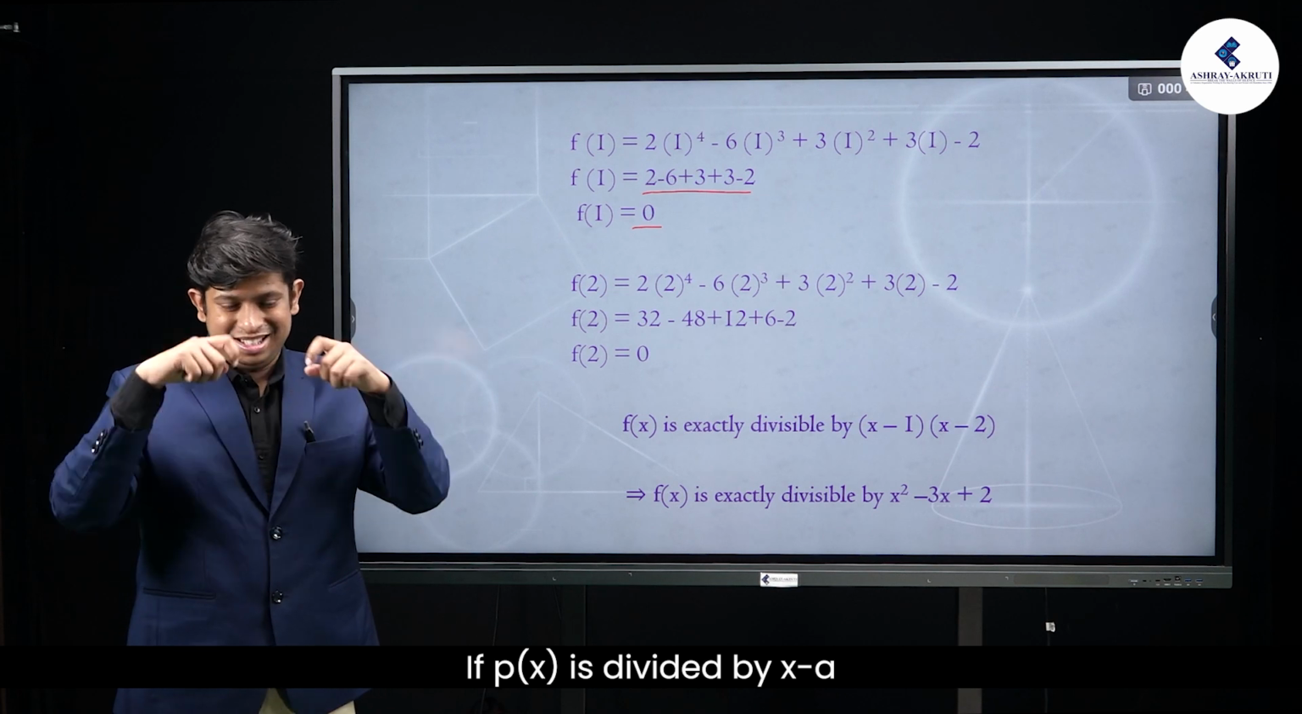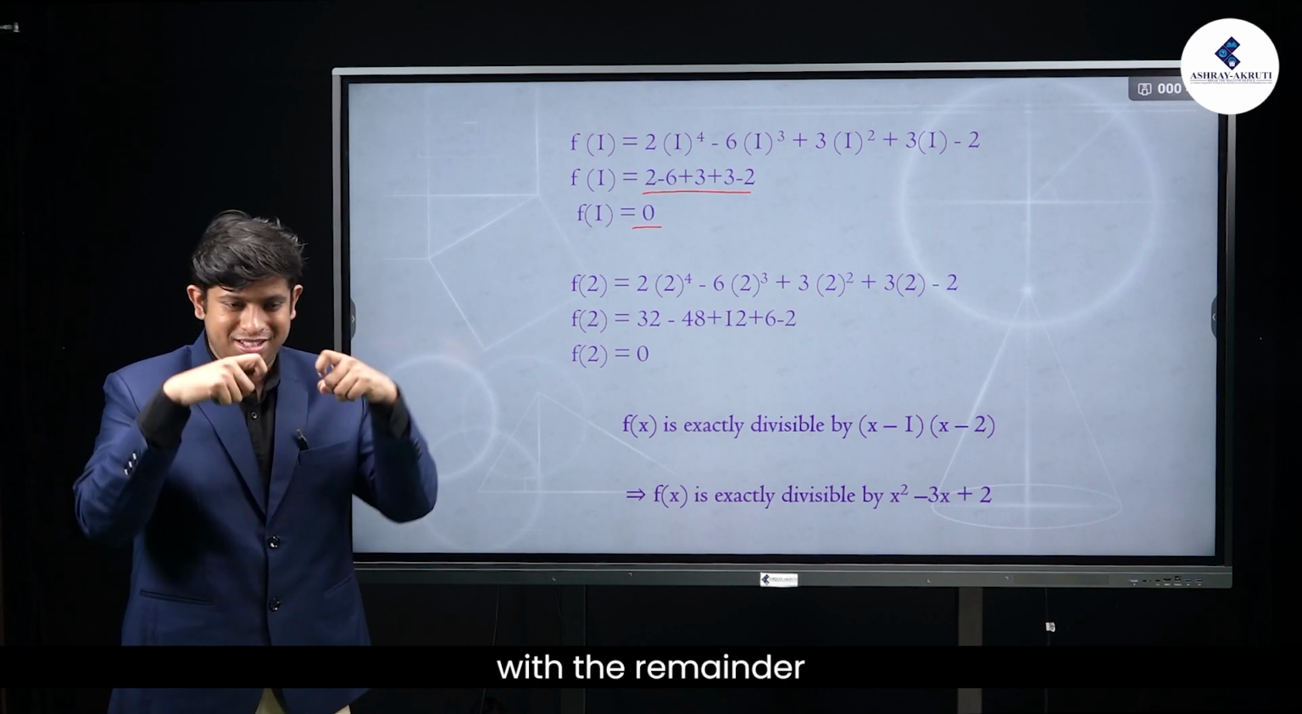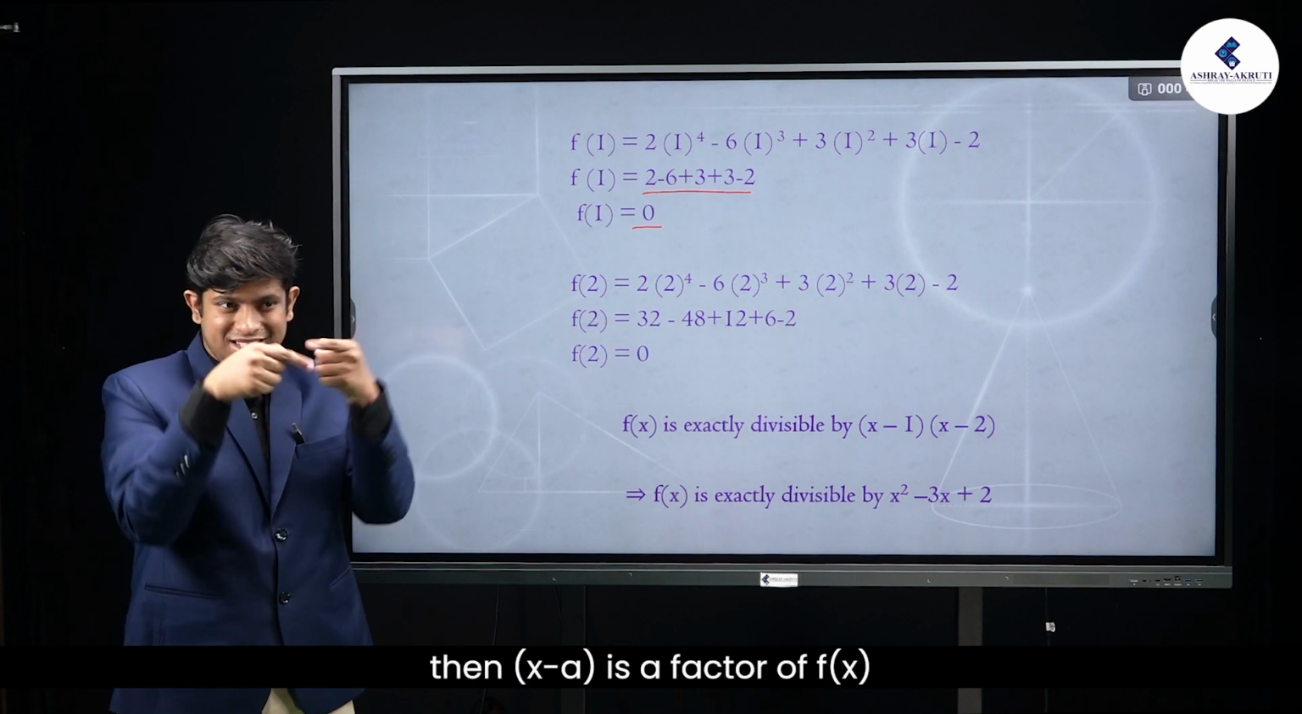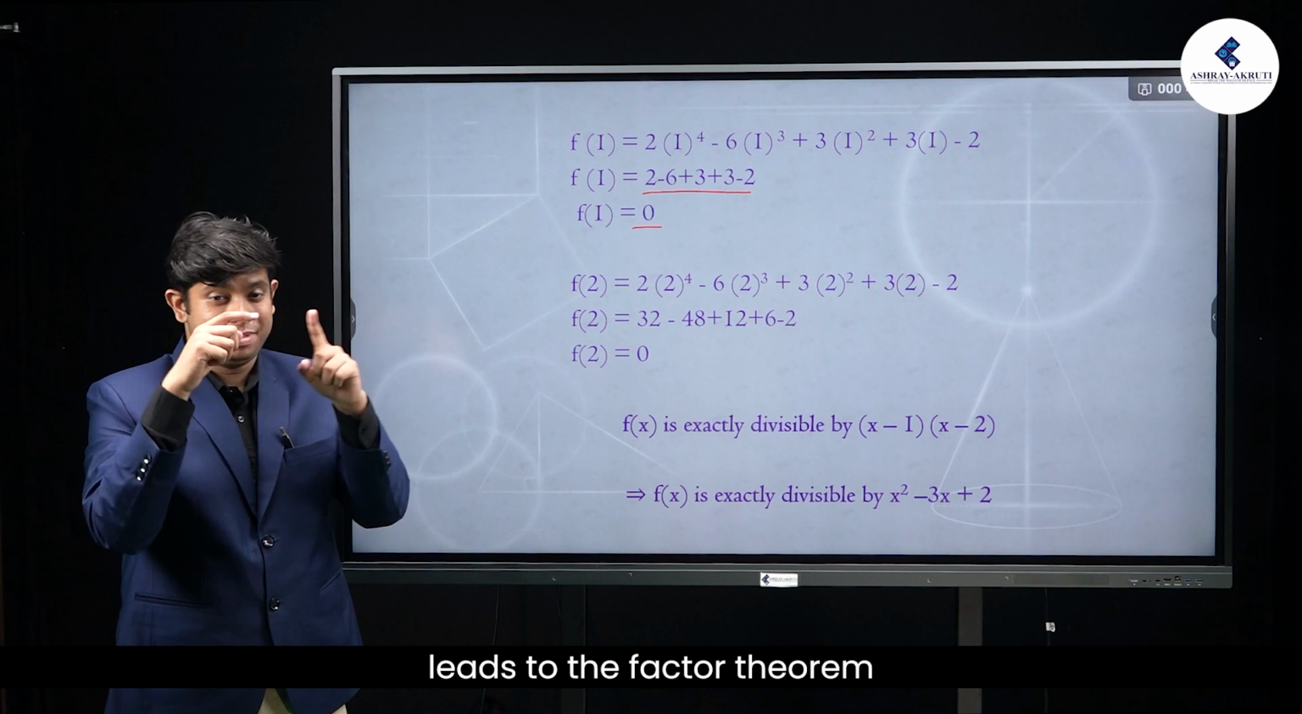If p of x is divided by x minus a with the remainder p of a is equal to 0, then x minus a is a factor of p of x. The remainder theorem leads to the factor theorem.